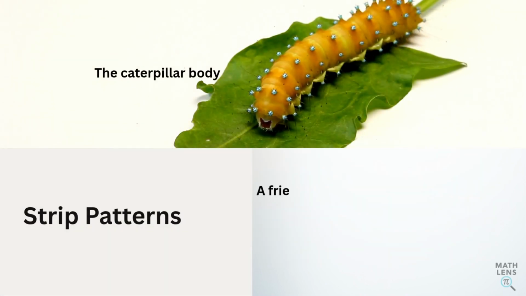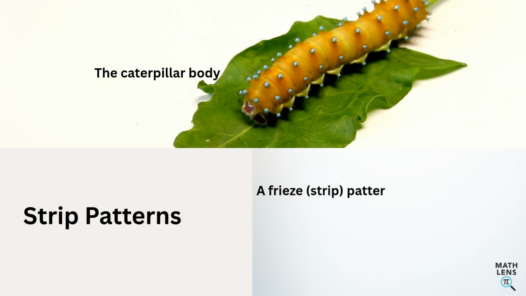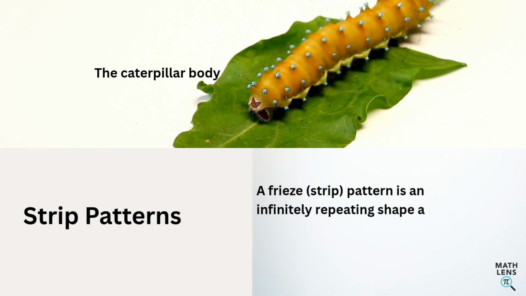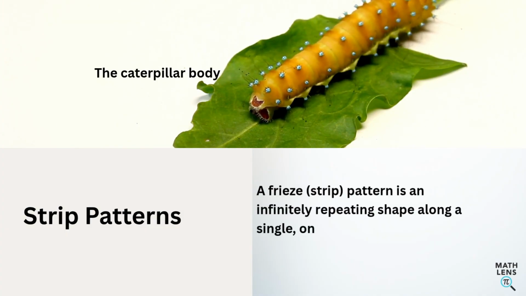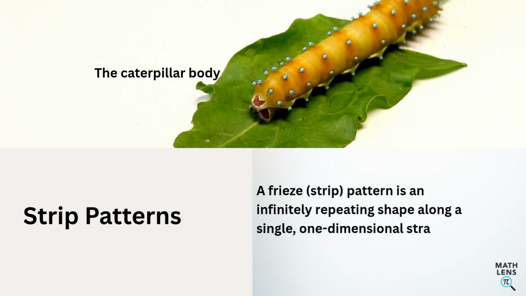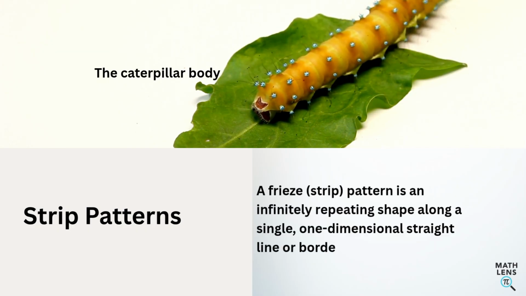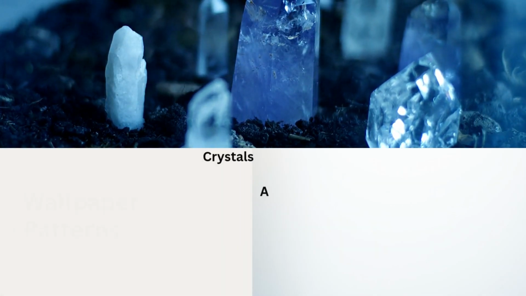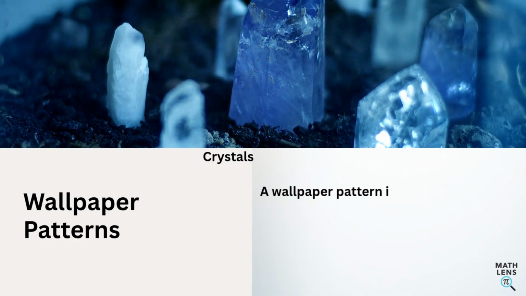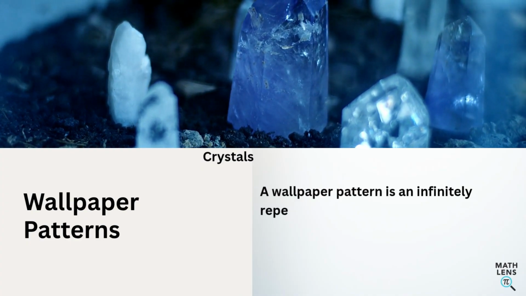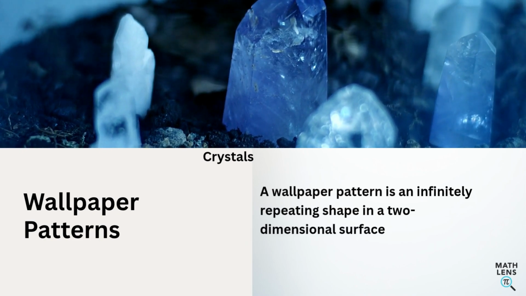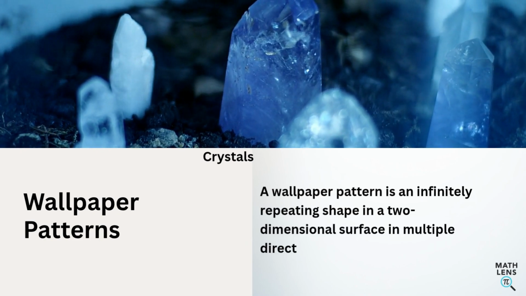The last visual pattern that we will explore is the strip and wallpaper patterns, where geometry intersects with art in nature and design. Strip patterns, frieze patterns, repeat infinitely along a straight line, akin to a caterpillar's segments, enhancing architectural details and borders. Wallpaper patterns extend this idea into two dimensions, seen in natural crystals, showcasing complex, beautiful structures. Both patterns illustrate how simple geometric principles can yield intricate and captivating designs.